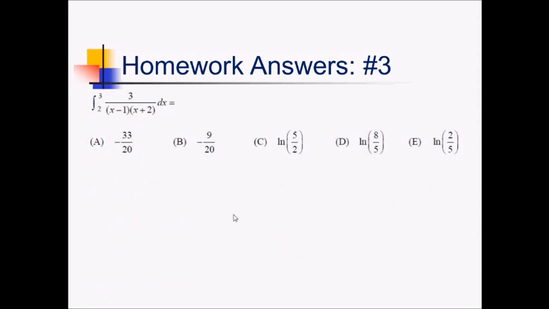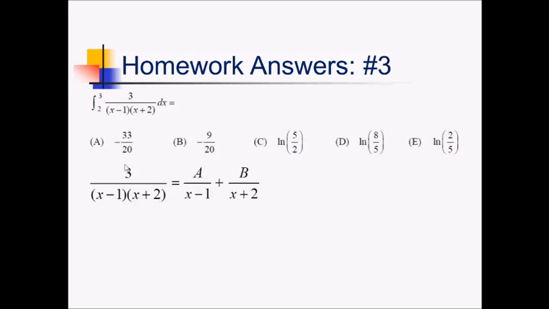For this one, I'm trying to find the definite integral from 2 to 3 of this rational function. Since there's nothing else I can really do to simplify this, and I've got two unique linear factors in the denominator, I'm going to try partial fractions on this one. So I'm going to turn this fraction into a over x minus 1 plus b over x plus 2. Now I'm going to go ahead and multiply everything by x minus 1 times x plus 2.